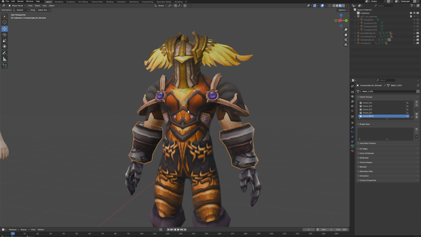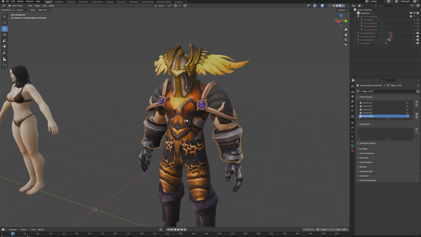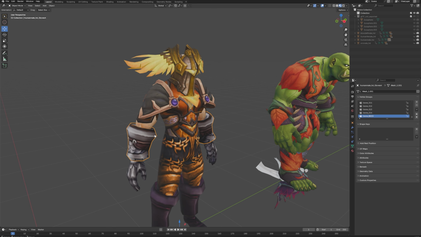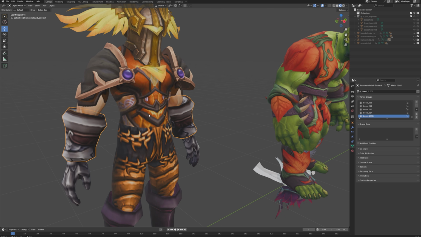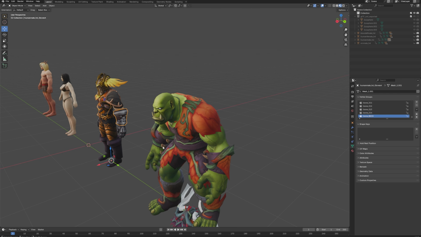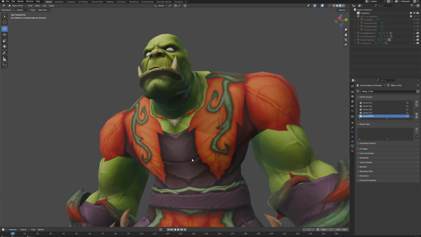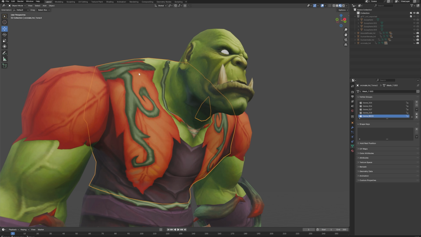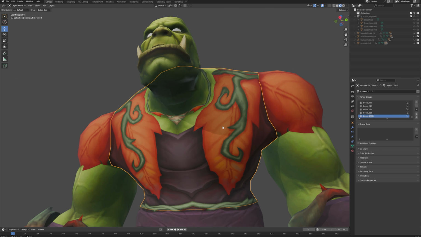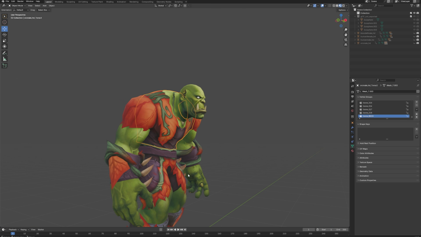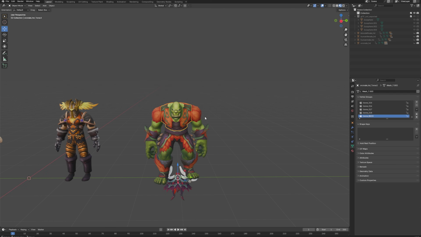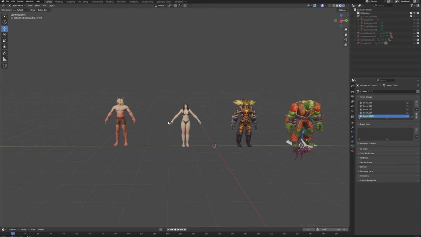Now, I think this is a product of the time and the fact that they want absolutely everyone to play this game, even if you have a potato computer, because geometry like this is super optimized. And you can see it on the orc as well. Everything is painted. This is the orc geometry, and that's just a texture paint. No normal maps, no nothing. That's one of the things that I found very interesting about this game.